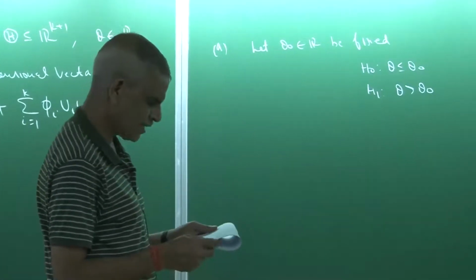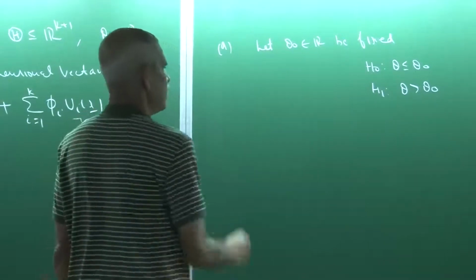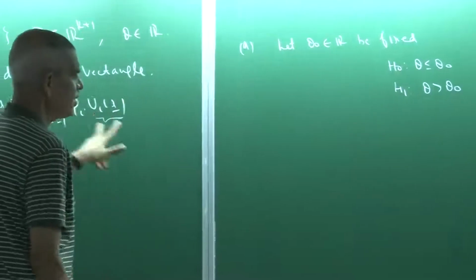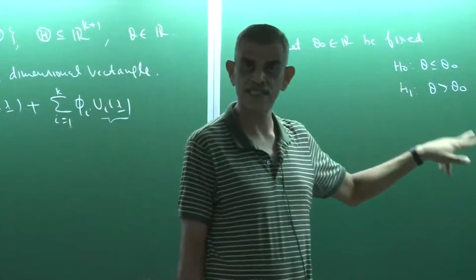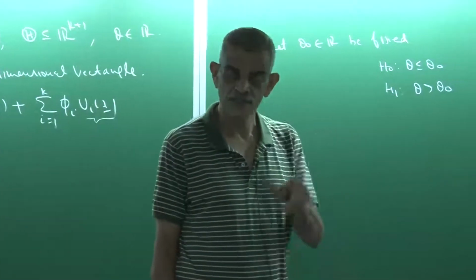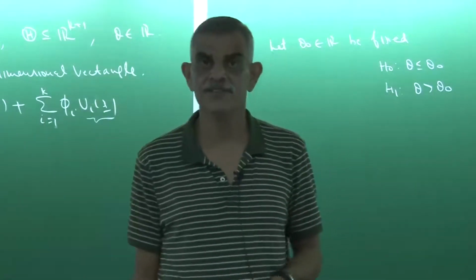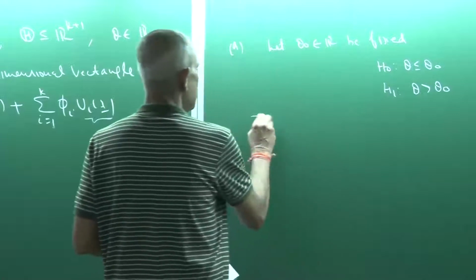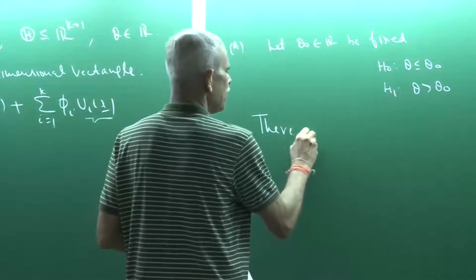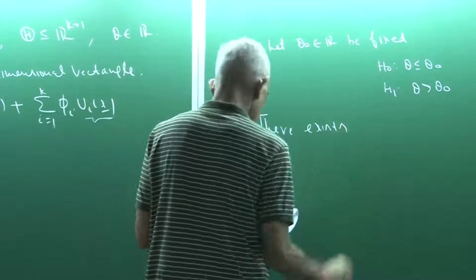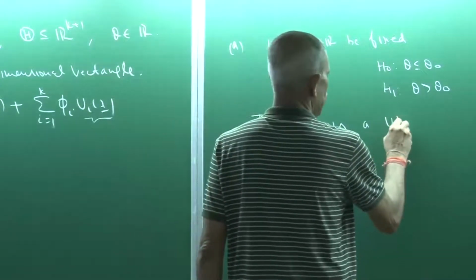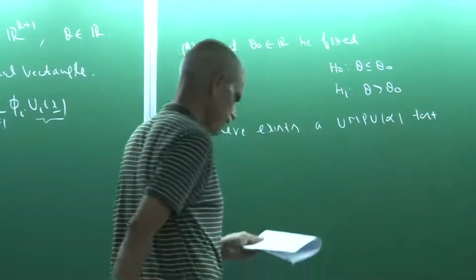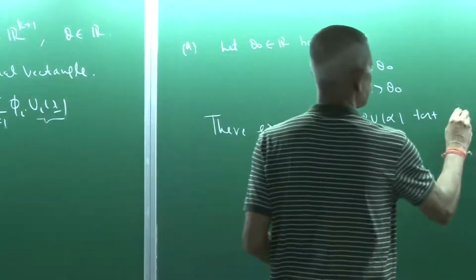So suppose you have to test this. Of course, you know that if there was only one parameter, with no nuisance parameter over here, a UMP alpha test exists in such a situation if your family of PDFs has an MLR. So in this case, even when you have a nuisance parameter, there exists a UMPU alpha test, even when nuisance parameters are there, given by.